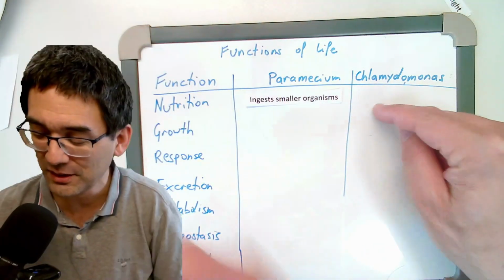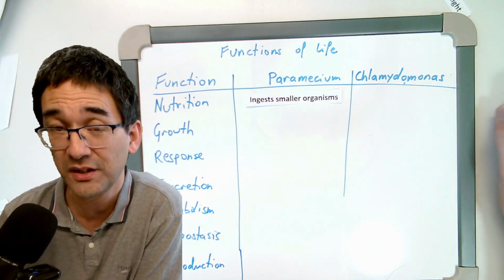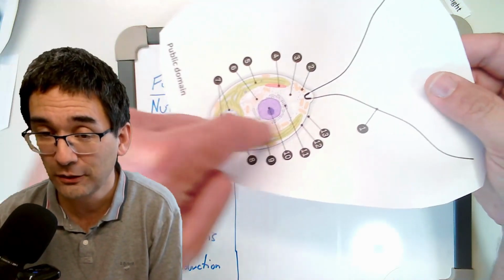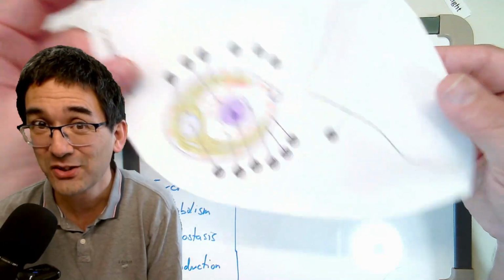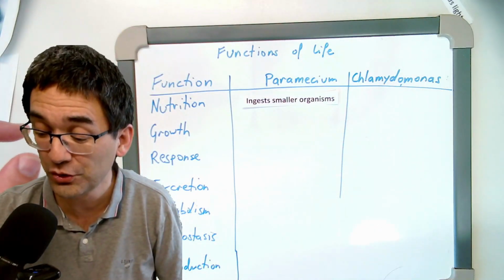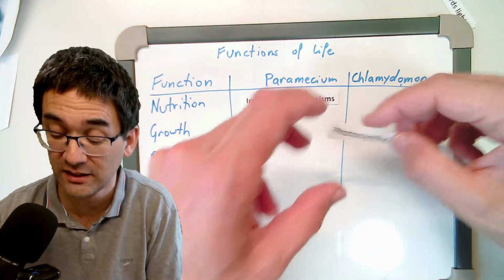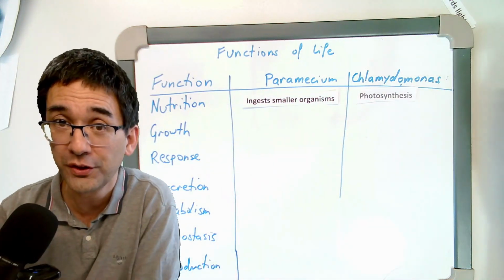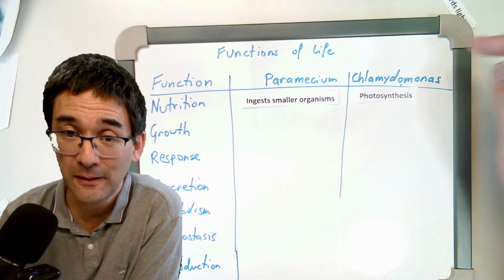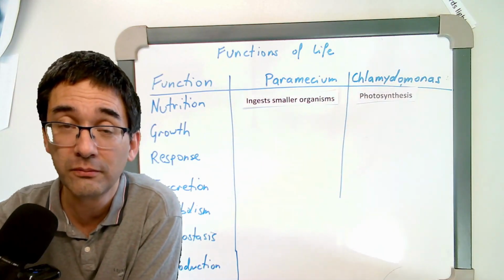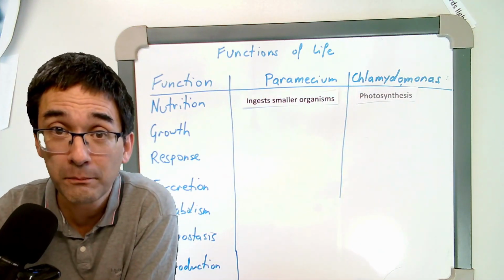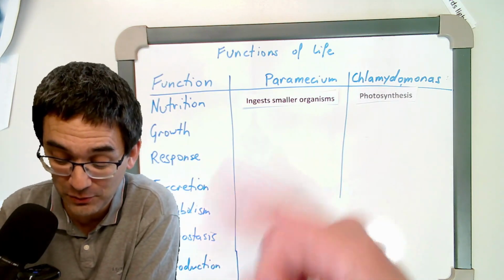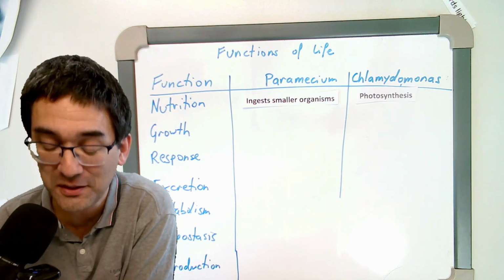What about Chlamydomonas? How does it feed? You remember I told you that there's a chloroplast in here for photosynthesis. So it's able to make its own food by photosynthesis. It uses carbon dioxide, sunlight and water to make its own food. So you already get the idea. All living things have to do nutrition and feeding, but they do it differently. In that respect, we humans are more similar to Paramecium.